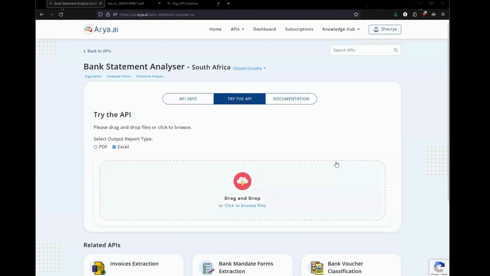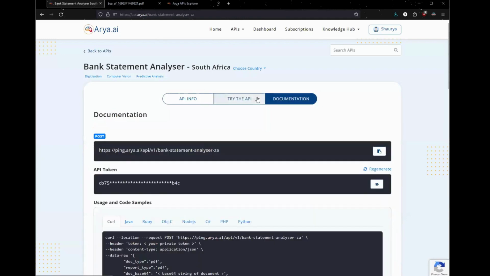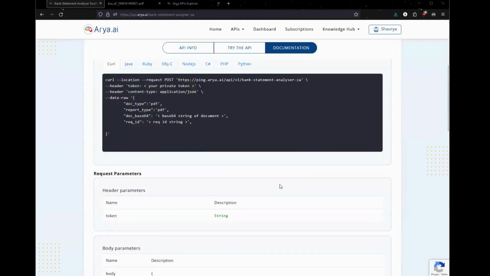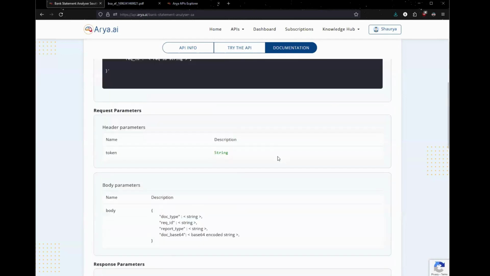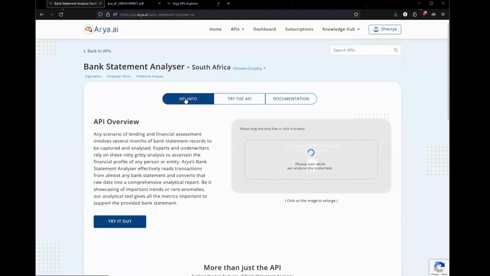Okay, another common question was what happens if the API request fails? If the API request fails, basically talking about this, you should be getting the status 200, API request successful. But in case this fails, we get an error message field, and you can share that in case you get that, which is rare. It should not happen, but if it happens, you can contact us and we'll help you out.